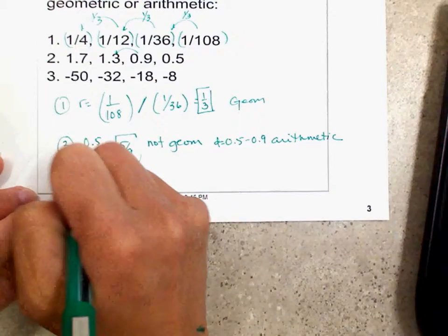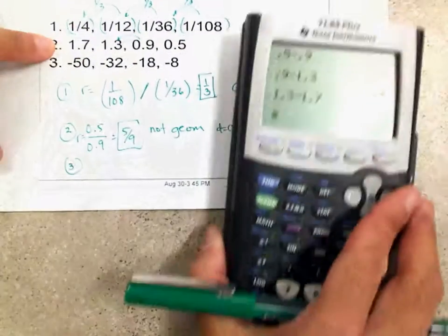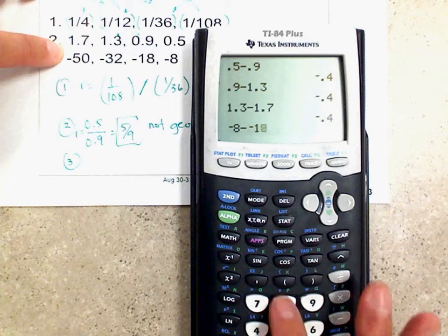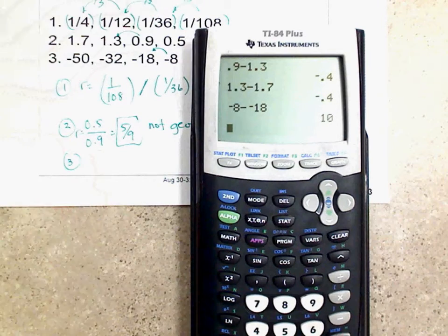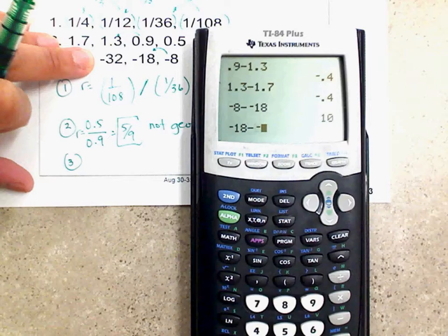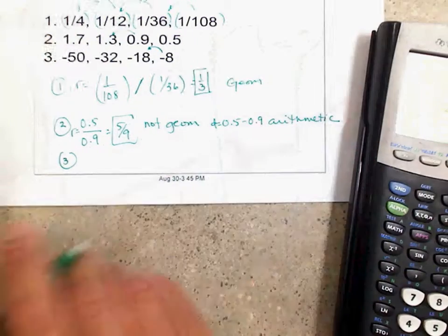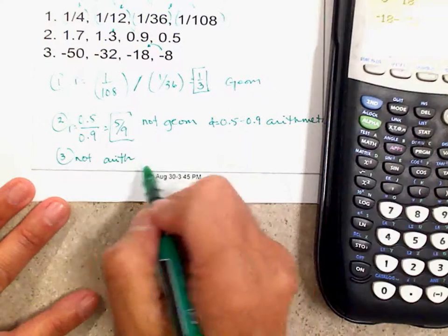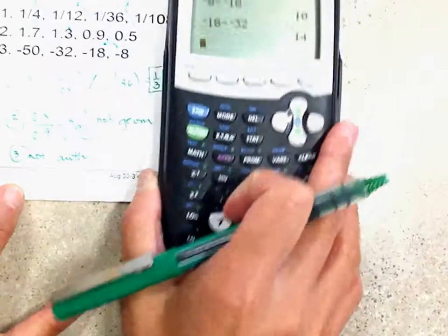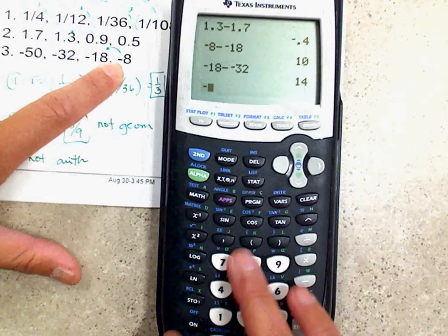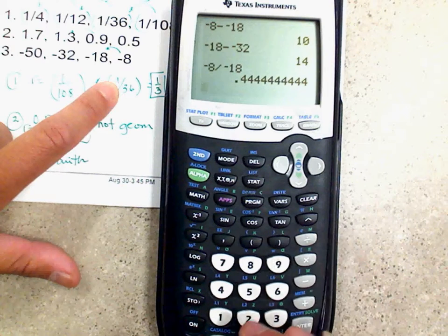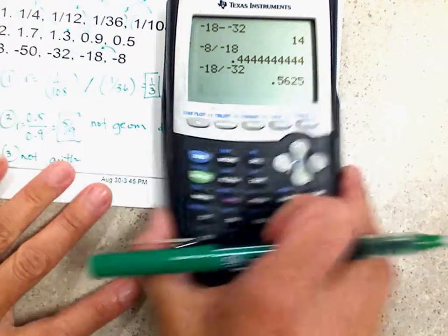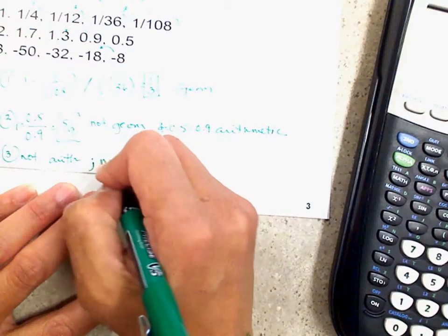Number 3. Let's check to see if we can subtract first. Negative 8 minus negative 18. Remember to go in this direction. 10. Negative 18 minus negative 32. 14. So it's not arithmetic. Let's see if it's geometric. You ready? Same thing. Negative 8 divided by negative 18 is 0.44. Negative 18 divided by negative 32. So it's not arithmetic, and it's also not geometric.